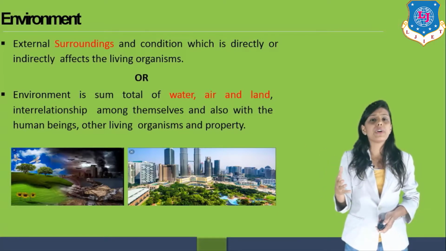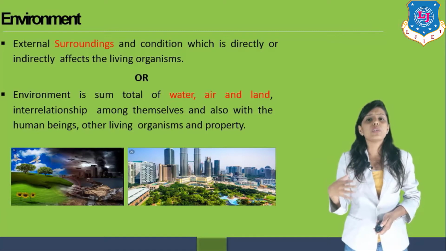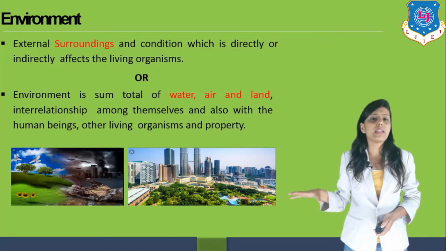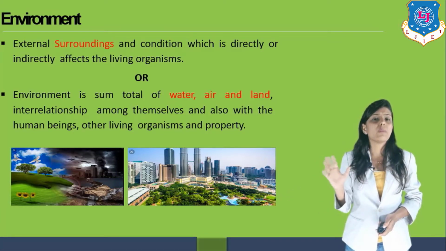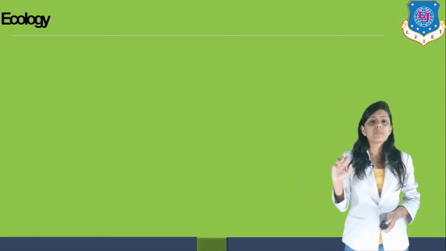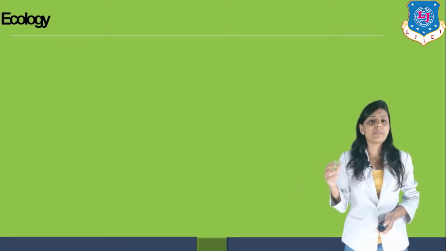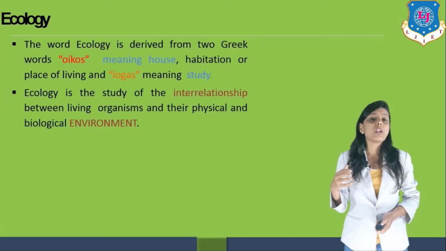As you can see in the figure, there is greenery, there are trees, there are buildings, there are human beings. So everything which is there in our surrounding is known as environment. Now, let us study what is ecology. So what do you mean by ecology?